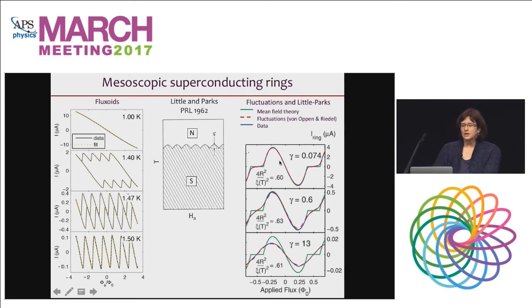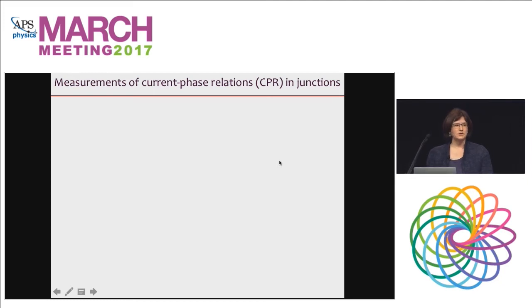Okay, so let me move to talking about Josephson junctions and measuring current-phase relations in Josephson junctions. I hope I've convinced you that we can use scanning SQUIDs to very well measure the current versus the flux in a ring. So now imagine that you have a Josephson junction. First consider a superconductor, insulator, superconductor Josephson junction, and you have a phase on the left and a phase on the right.